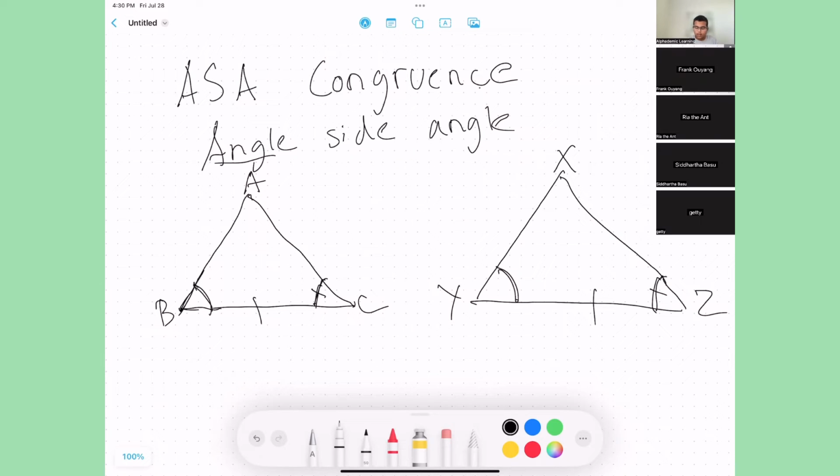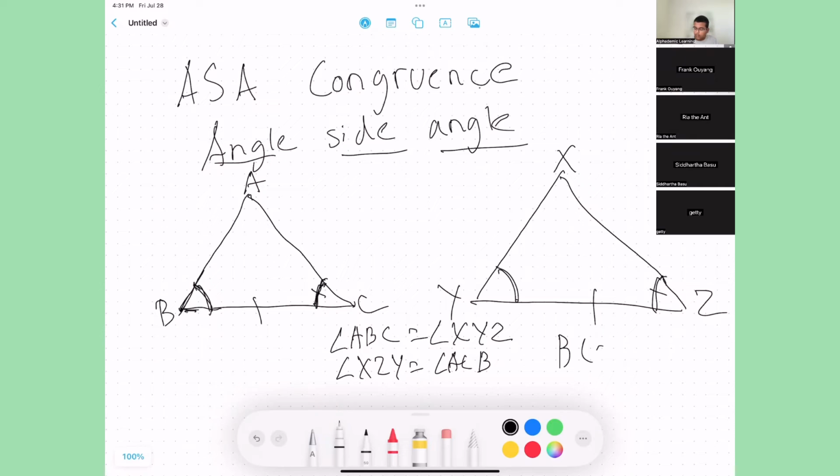ASA stands for angle, side, angle. This sounds similar to side, angle, side, but basically it's reversed now. So you have two angles, and if those two angles are equal to each other, like angle ABC equals angle XYZ, and angle XZY equals angle ACB, and the side between them, which is BC and YZ, is equal to each other, which is BC equals YZ, then these two triangles satisfy angle side angle congruence. Does that make sense?